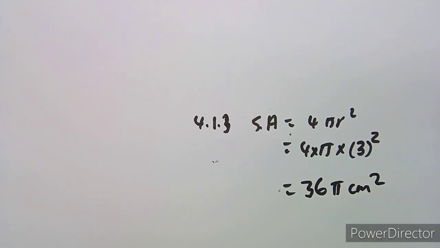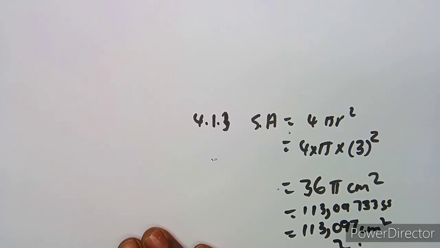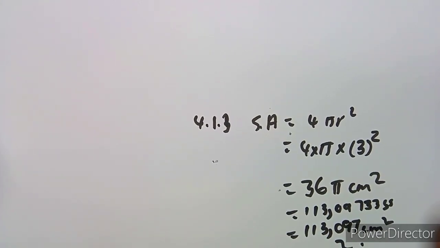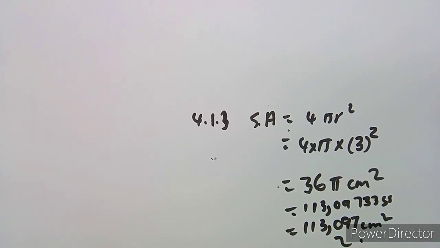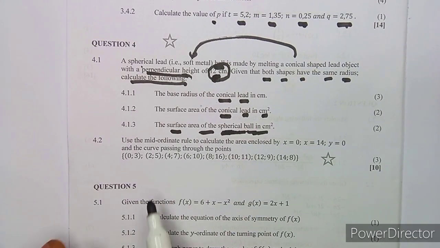All right, so that's what you're going to have. But if you are to write it as a decimal now, that's where we are going to have it as 113,0973355, something like that, which is 113,097 square centimeters. So that's how you can write your final answer or your final presentation, because you are not given how to give your final answer, so you just write it in a way that you understand much better.